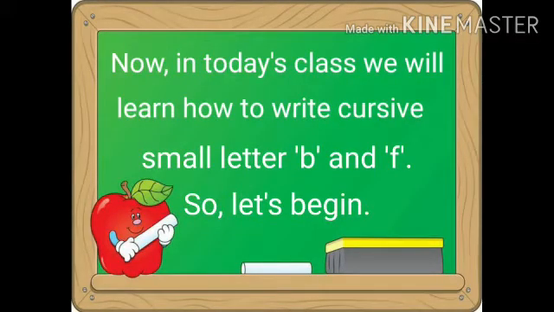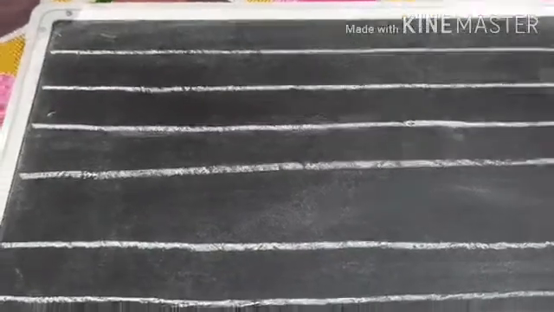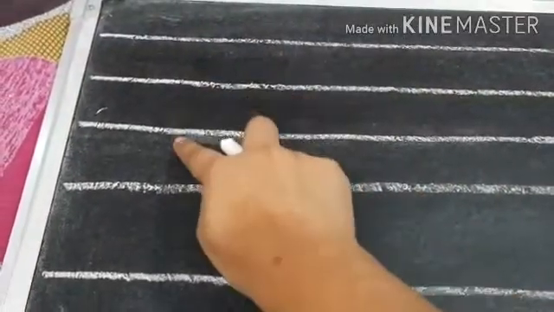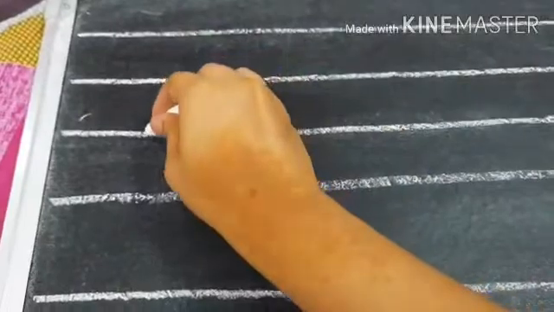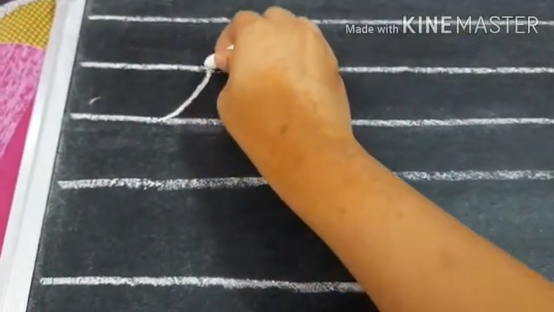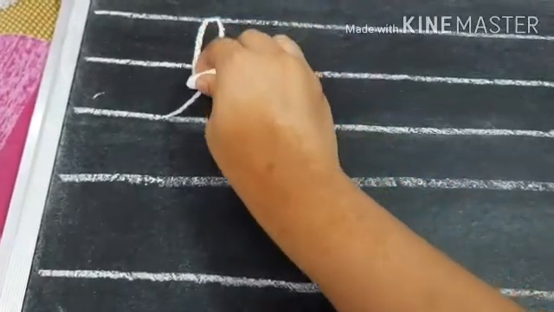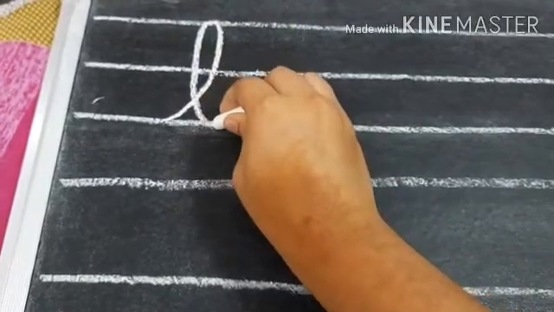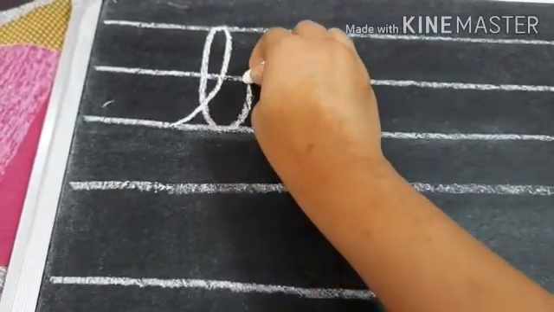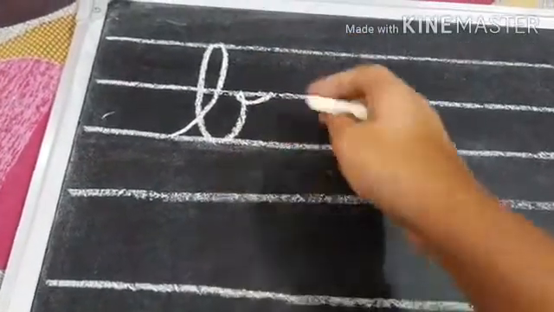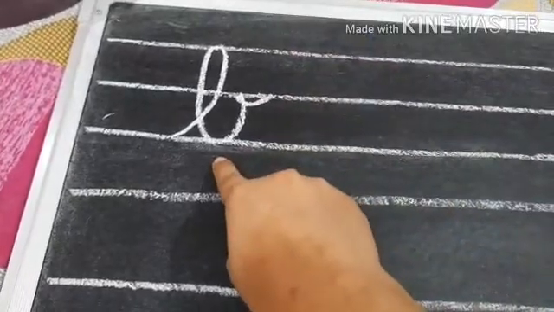Now, in today's class, we will learn how to write cursive small letter B and F. So let's begin. To make cursive B, we will begin with our third line. First, second and third. From the third line, we will go slant, touch the first line, take a turn, come down to the third line, make a curve, go up to the second line and take a turn like this. Cursive B. Students, like this you will make cursive B.